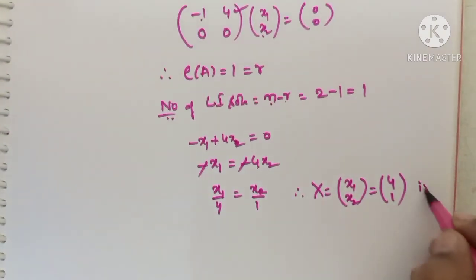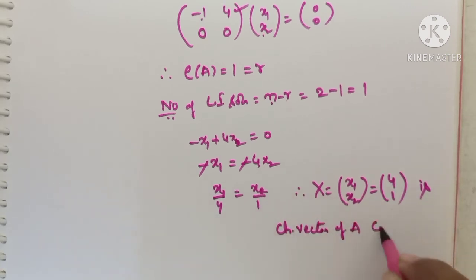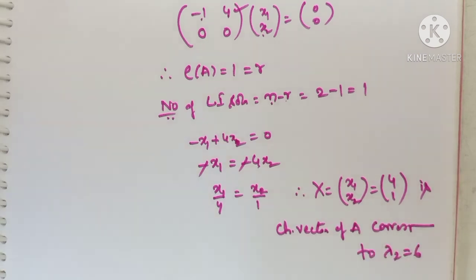4, 1 is the characteristic vector of A corresponding to characteristic root lambda 2 equal to 6. Therefore, the characteristic vector X2 equal to 4, 1 is the characteristic vector of A corresponding to the characteristic root lambda 2 equal to 6. This is the procedure to find out characteristic roots and the characteristic vectors for the 2 by 2 matrix. In the next session, we will discuss how to find out characteristic values and characteristic vectors for the 3 by 3 matrix.